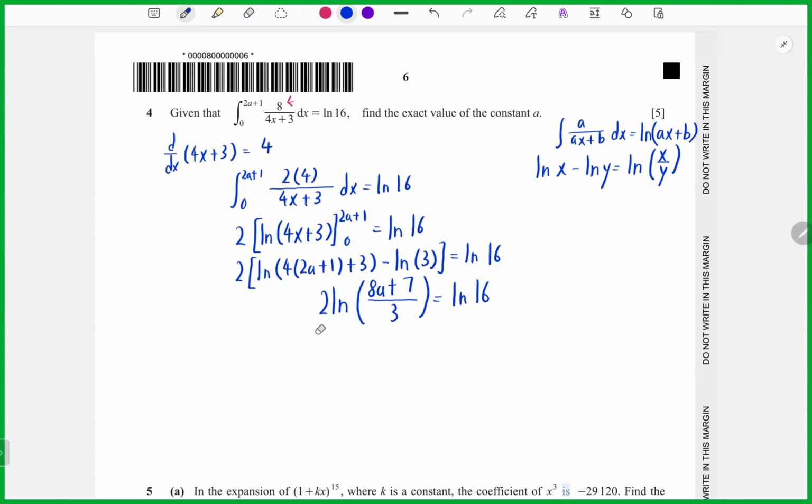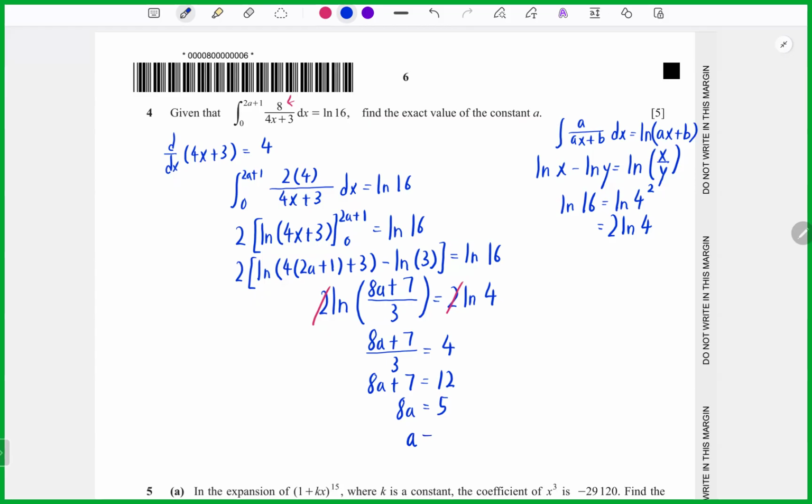Here I can write out ln 16 equals ln 4 squared. So I can take out 2 ln 4, and cancel the 2. Then I get (8a + 7)/3 = ln 4. So 8a + 7 = 12, 8a = 5, and a = 5/8.